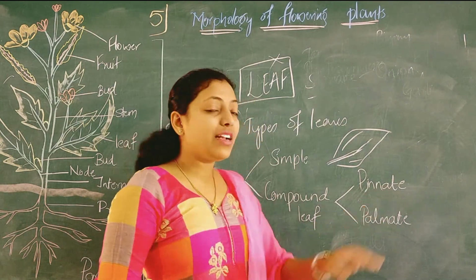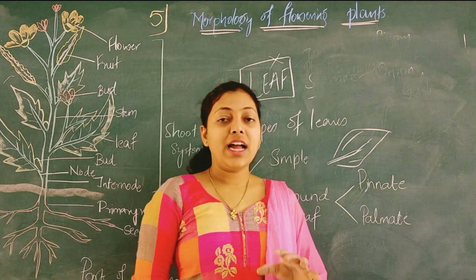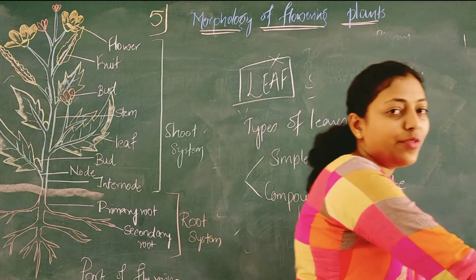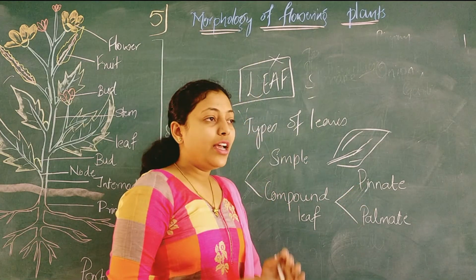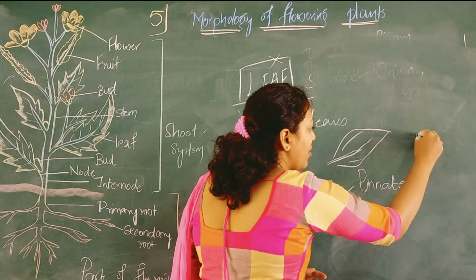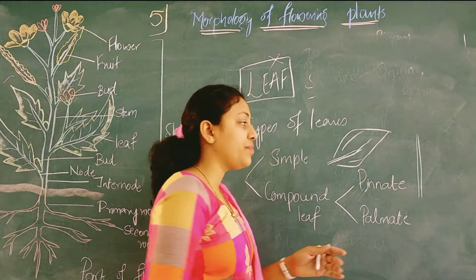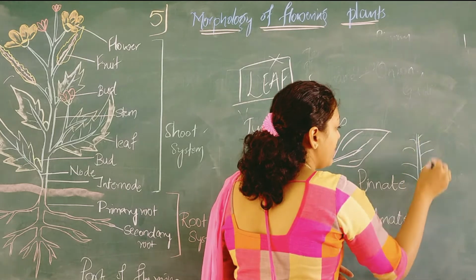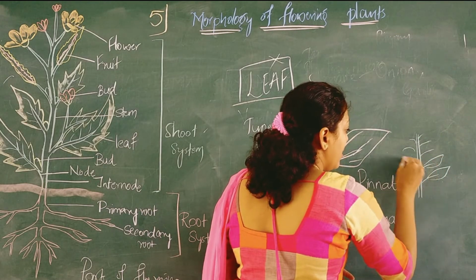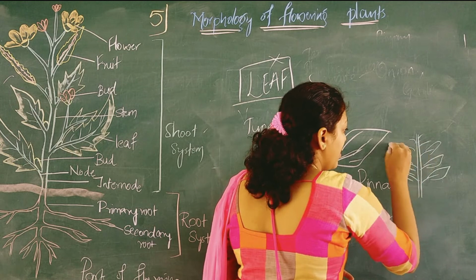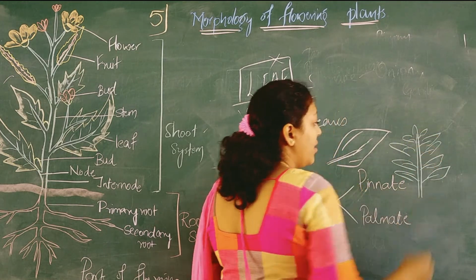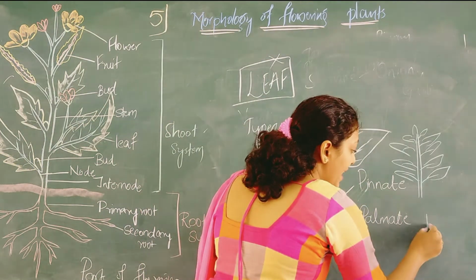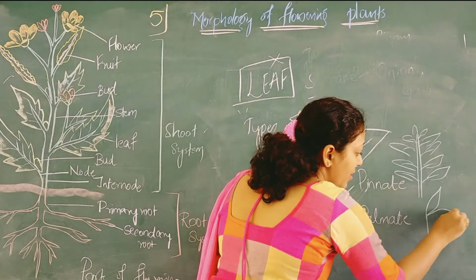Pinnate leaf, I have told you in my previous video I guess about pinnate. Okay, I'll tell you again, no worry. Pinnate is the one wherein there is a stem or a branch, and for this branch we have certain leaves. This is called pinnate leaf. Palmate leaf is the one where we have a branch, and we have leaves over here.